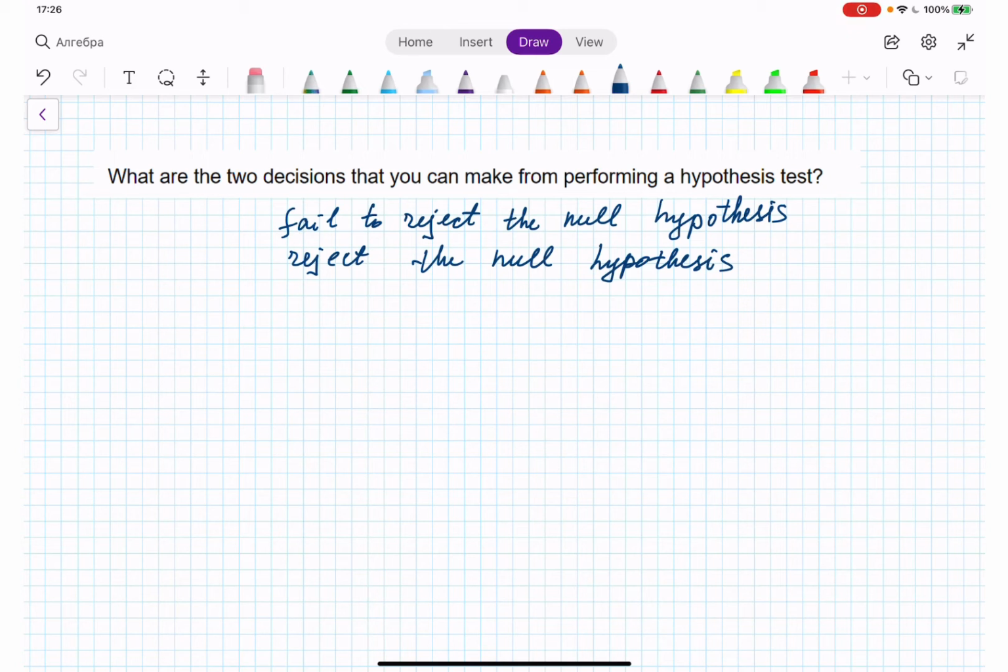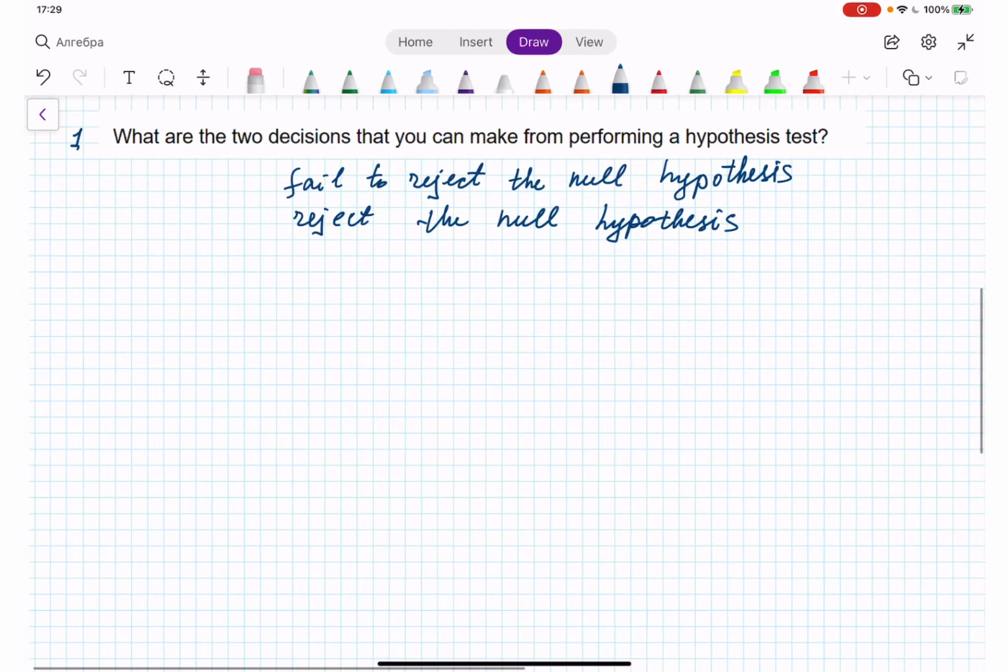First question: what are two decisions that you can make from performing a hypothesis test? We're doing a hypothesis test with one purpose: to find out if we are accepting the claim or we reject the claim. In the language of statistics, we say we either fail to reject, meaning we are accepting, or we reject the null hypothesis. So one or the other. Two decisions we are going to make.